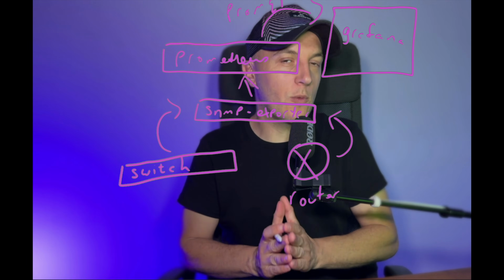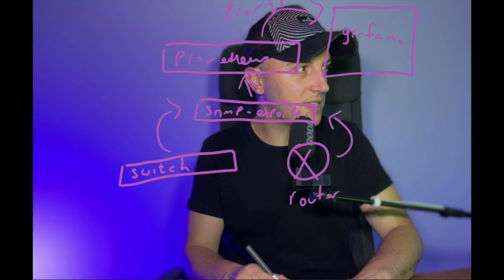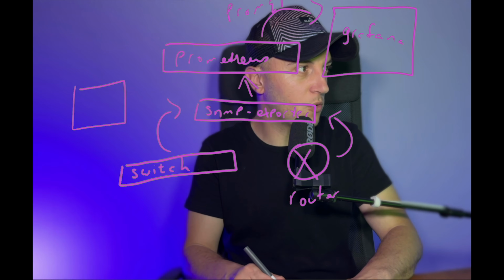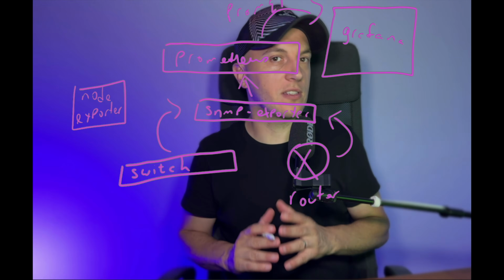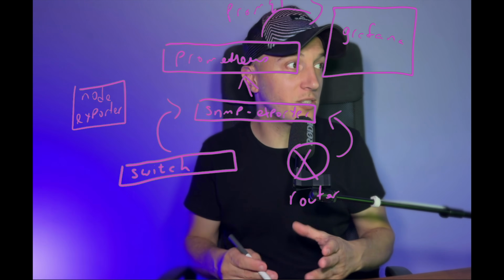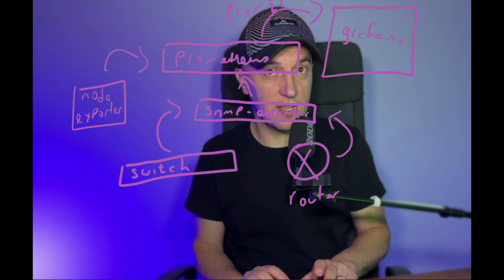Now, let's say we also have a server and we want to monitor it. Therefore, we will need something here that's called Node Exporter. And what Node Exporter does is act as an agent on the server, which then sends the data to Prometheus. So everything goes back to Prometheus.